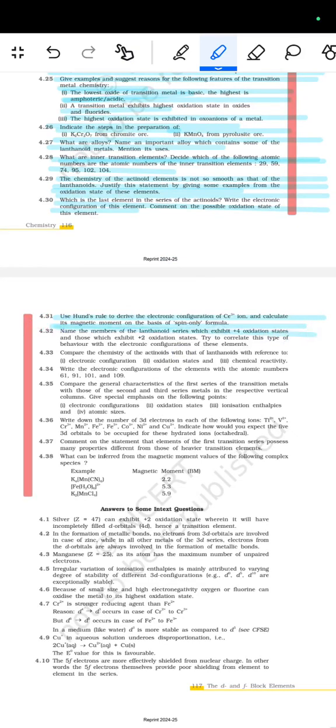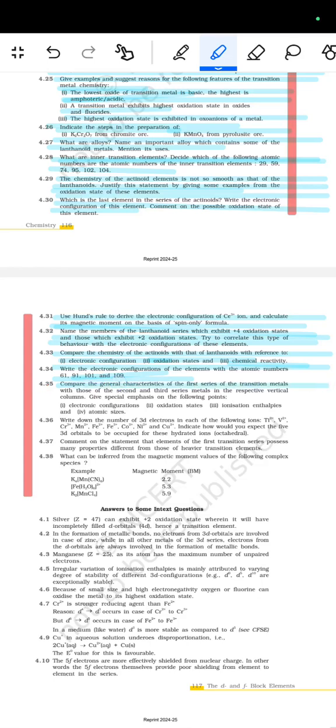Name the members of the lanthanide series which exhibit the +4 oxidation state and those which exhibit the +2 oxidation state. Try to correlate this type of behavior with the electronic configuration of these elements. Compare the chemistry of the actinides with that of the lanthanides with reference to electronic configuration, oxidation state and chemical reactivity. Write electronic configurations of the elements with atomic numbers 61, 91, 101 and 109.